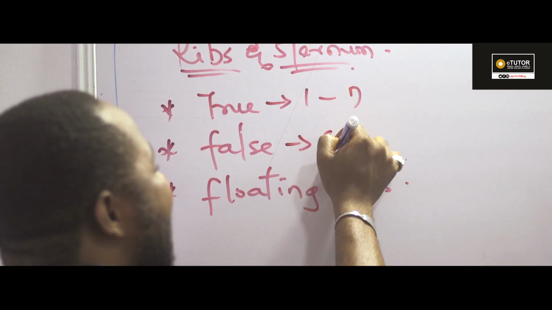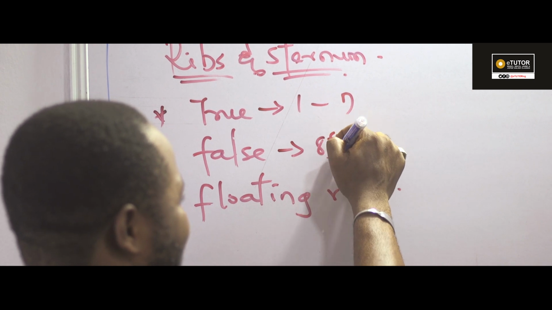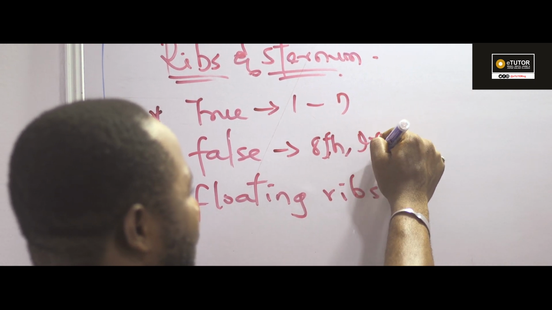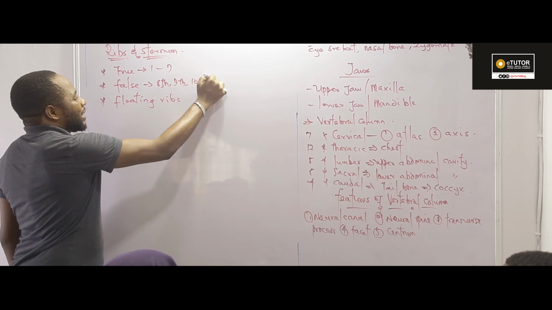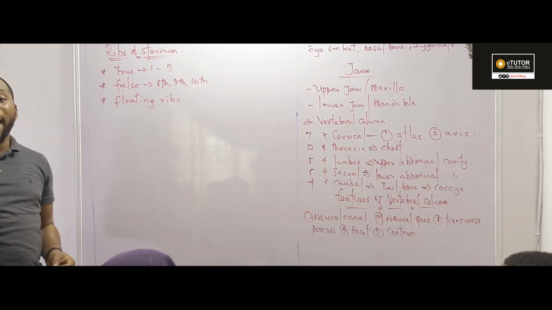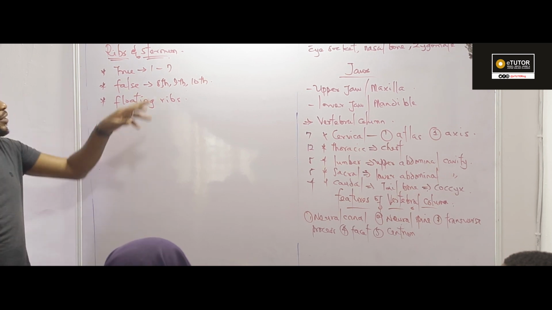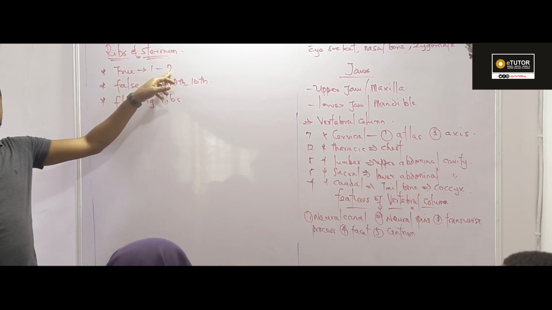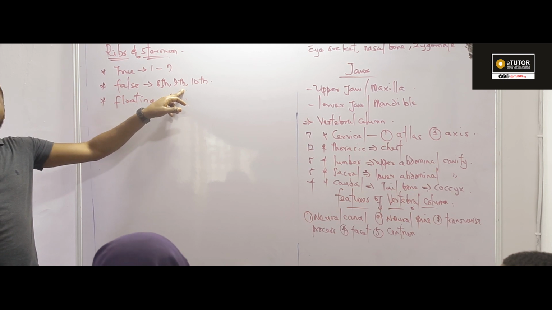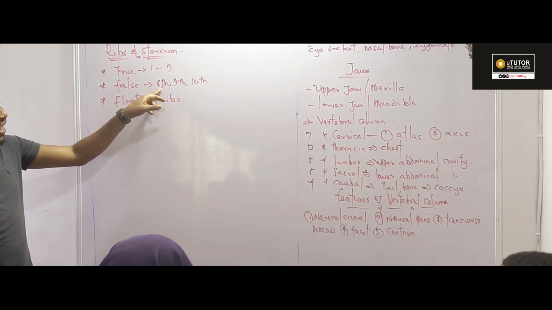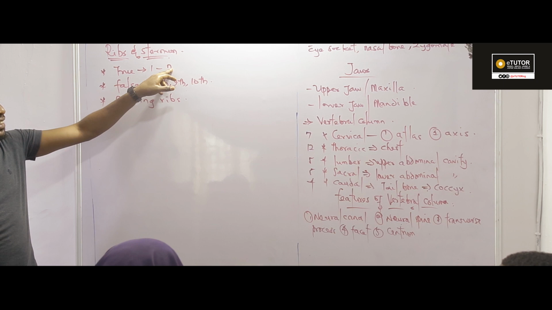Rib number 8, 9, and 10 are called false ribs. Why? They are not attached to the sternum directly. They are attached to the sternum via the 7th rib.